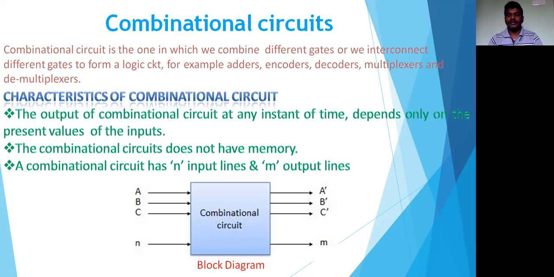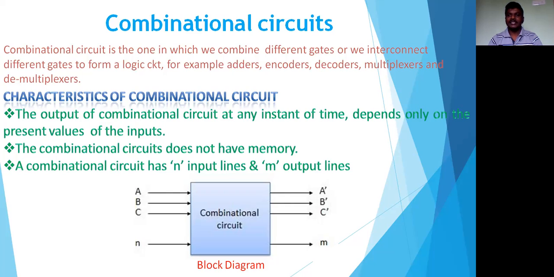The output of a combinational circuit depends only on the present value of the input. So that is the most important characteristic of any combinational circuit. That's what the first point says. The output of combinational circuit at any instant of time depends only on the present values of the input. So the outputs A dash, B dash, C dash, etc. depends only on the present values of the inputs A, B, C, etc.